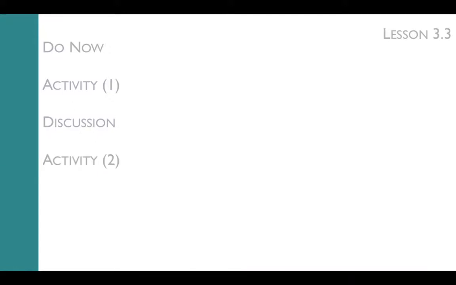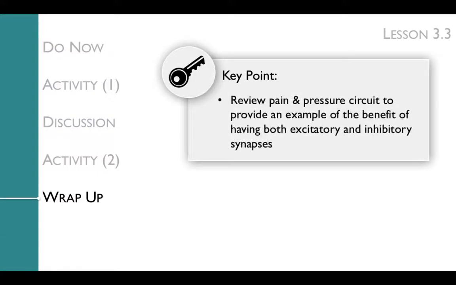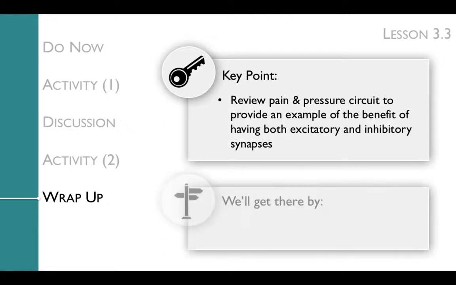Before having students complete the worksheet, introduce them to how the circuit is represented graphically by reviewing slides 10 and 11. The key point of the wrap-up is to review the pain and pressure circuit to provide an example of the benefit of having both excitatory and inhibitory synapses. We'll get to this key point by reviewing model circuits that students created in the last activity.